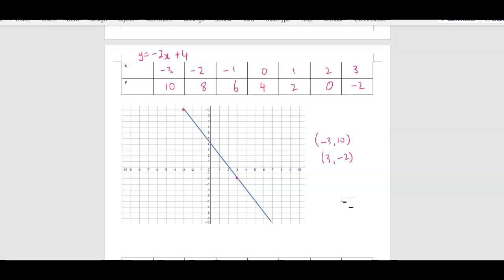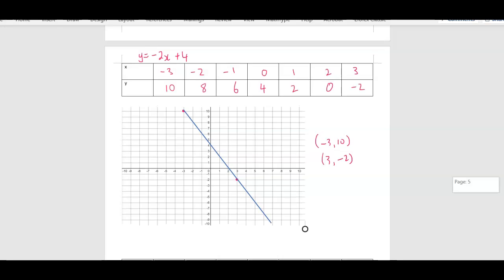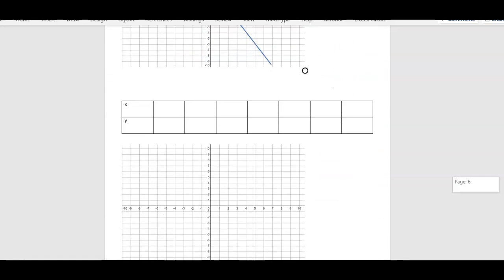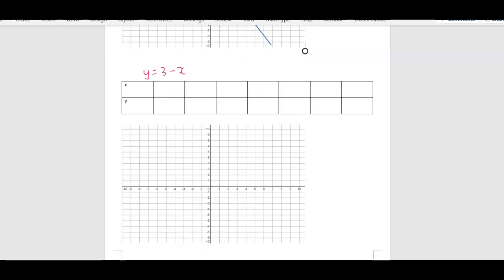All right, I feel like I'm going through this quite quickly, so just pause if you need. 3 minus x. Now this one here, we're used to seeing the x written before the constant. So you can also write this as y equals -x plus 3. Okay, they're the same thing.